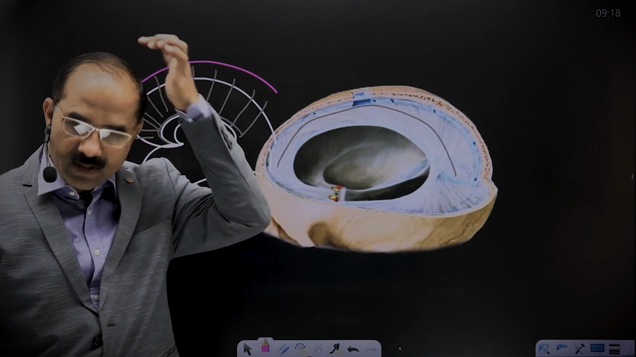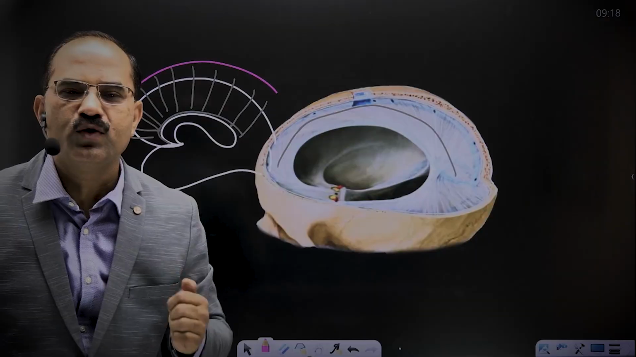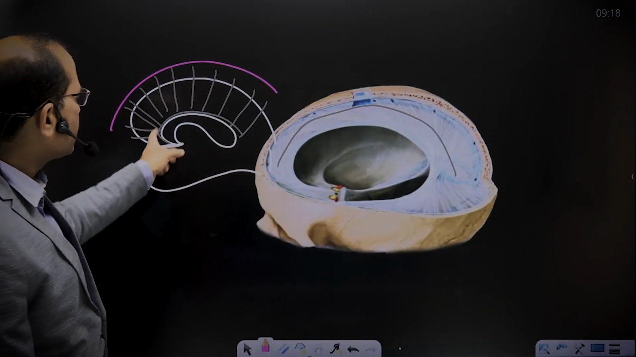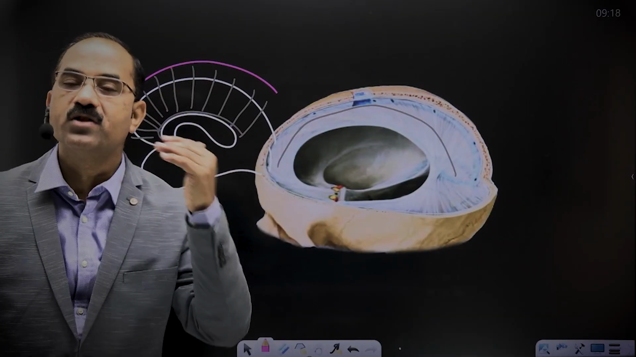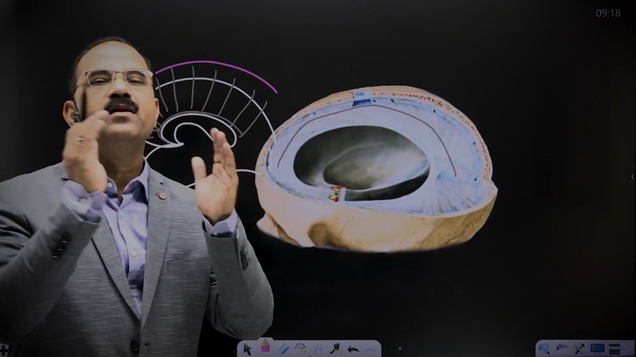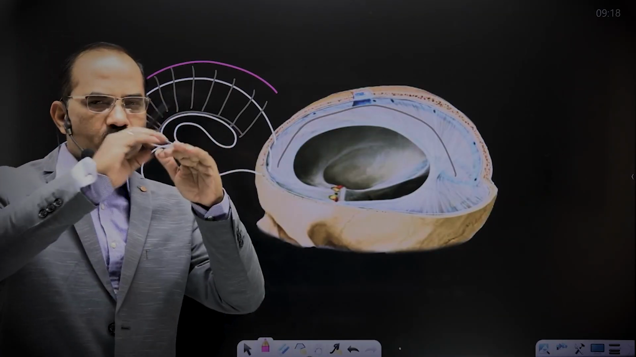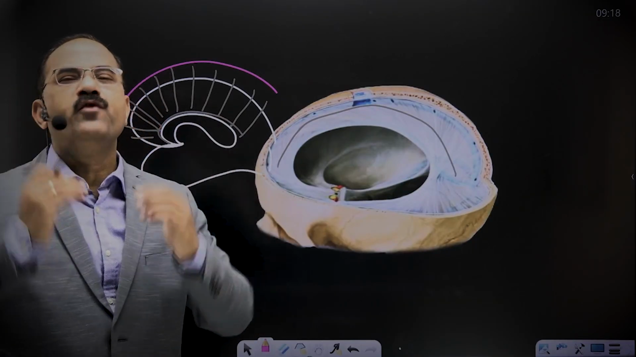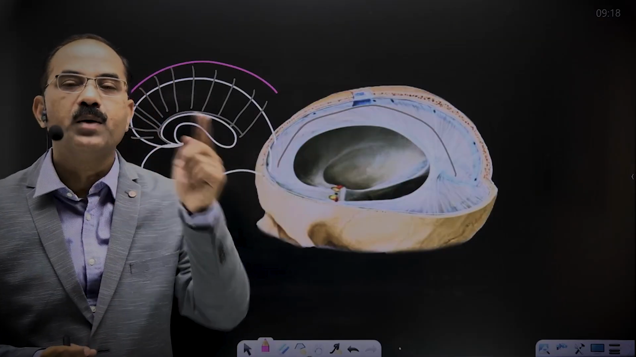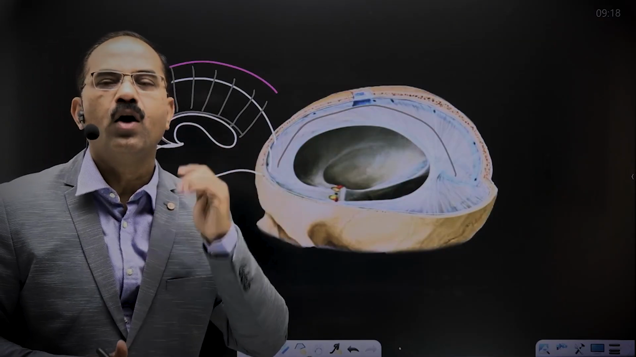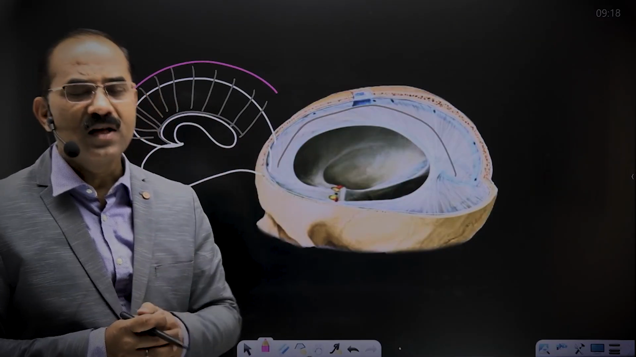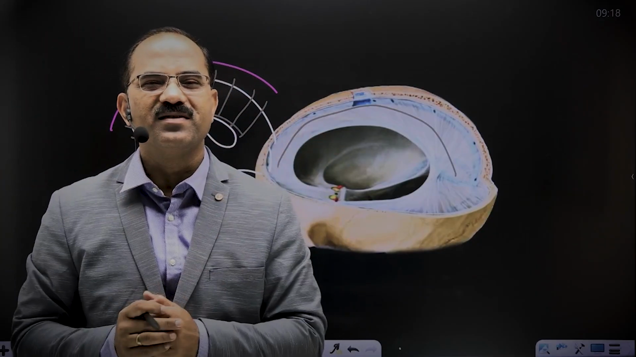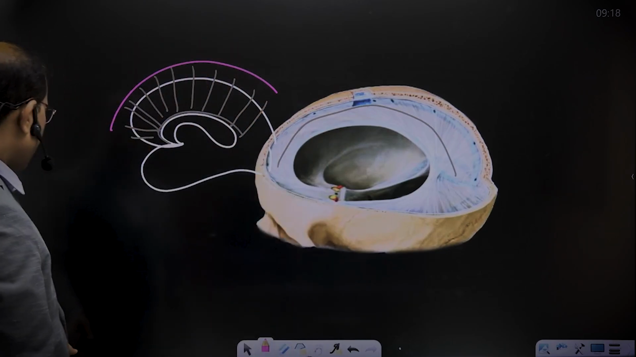It encloses a sinus above, just below the sagittal suture, that's the superior sagittal sinus, and it encloses a sinus above the corpus callosum along its lower border, that's the inferior sagittal sinus. So the superior sagittal sinus is here on the superior border of the falx cerebri. The inferior sagittal sinus is on the lower border of the falx cerebri above the corpus callosum. Clear? And what is this falx cerebri? It separates the two cerebral hemispheres. Perfect.